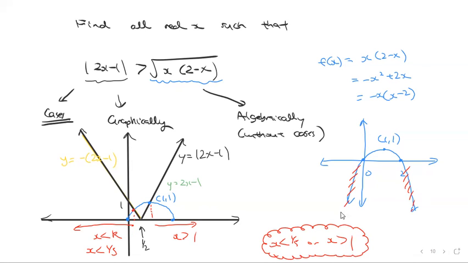Now let's imagine we didn't do any of the cases. We didn't do any of the graphing. We have no idea what's going on, and we're just trying to solve this. So now we have the situation where we've got 2x minus 1 is greater than the square root of x squared minus x, and we have done none of the work beforehand.